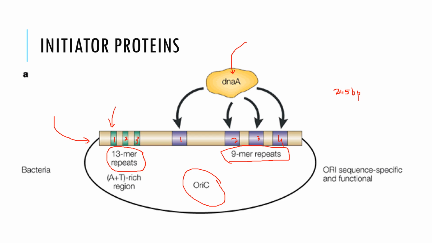One more thing, the origin of replication is an AT rich region. Adenine and thymine are rich in number compared to guanine and cytosine, and because of the high AT content, the melting temperature is low, and because of the low melting temperature, it is easy for the initiator protein to unwind the DNA strand. So this is the initiator protein. Now in the next slide, we will look at how the initiator protein works.